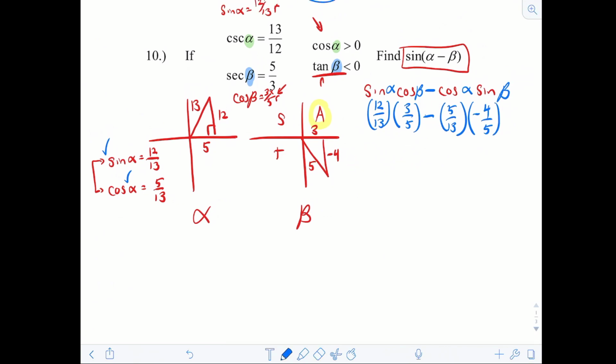So 12 times 3 gives me 36 over 65 minus, and then this is going to be 5 times negative 4, so that's going to be negative 20. So it's really just going to be plus 20 over 65. Add those two together and we get 56 over 65 is my final answer for number 10.